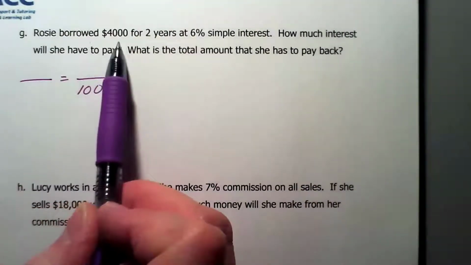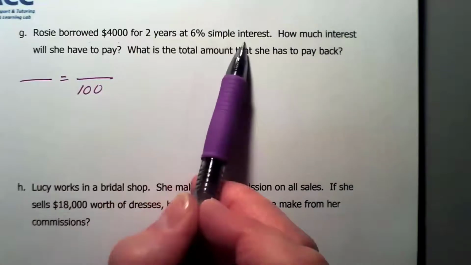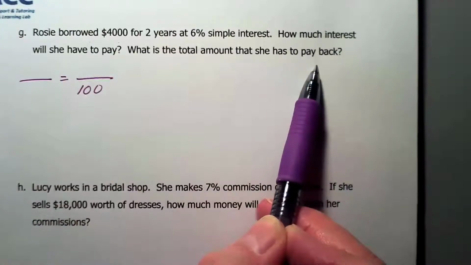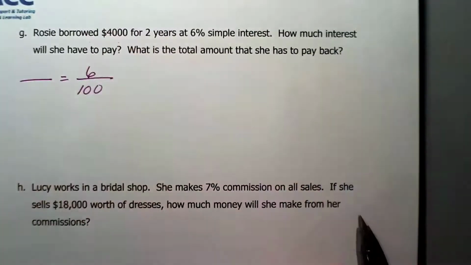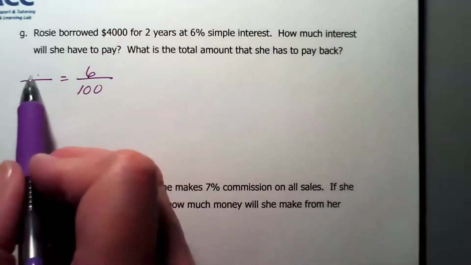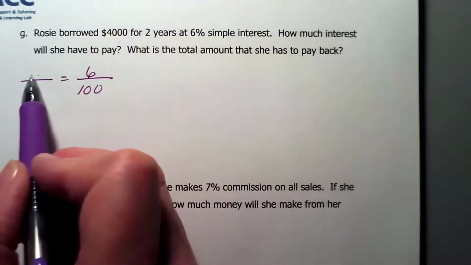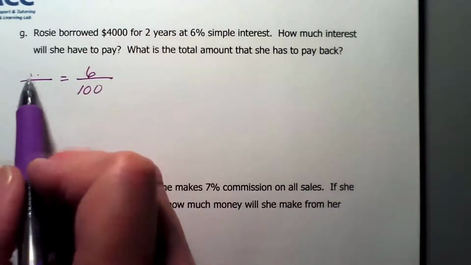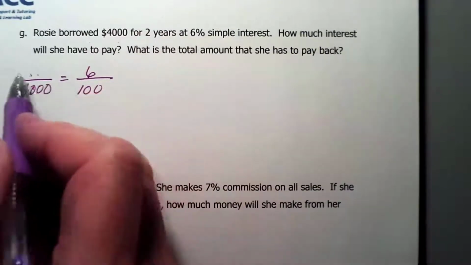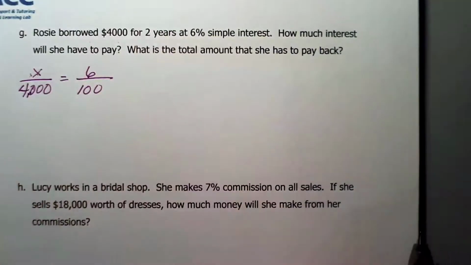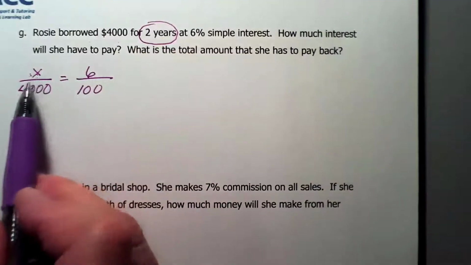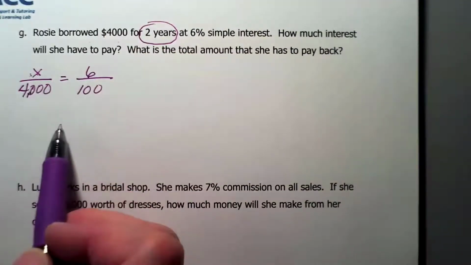Rosie borrowed $4,000 for 2 years at 6% simple interest. How much interest will she have to pay? And what is the total amount she has to pay back? So we know it's 6% interest, and we need an amount and a base. When we're doing something like this, the amount is going to be how much interest she paid. The base is how much the amount is based on. So if she borrows $4,000, how much interest will she have to pay? This will be just for 1 year, but this 2 years means that after we find this out, we're going to have to double it, because this is the simple interest for 1 year.